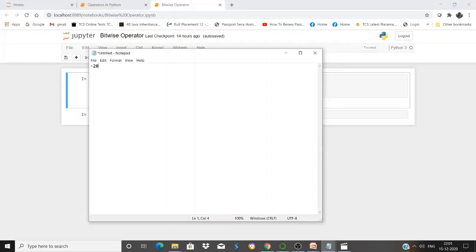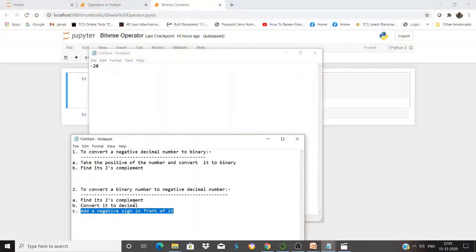We have to first convert the negative decimal number to its binary representation. And what are the steps to be performed for that? Let's check that once again. So these are the steps to convert a negative decimal number to binary. The first step is to take the positive of the number and convert it to binary, and the second step is to find its 2's complement.